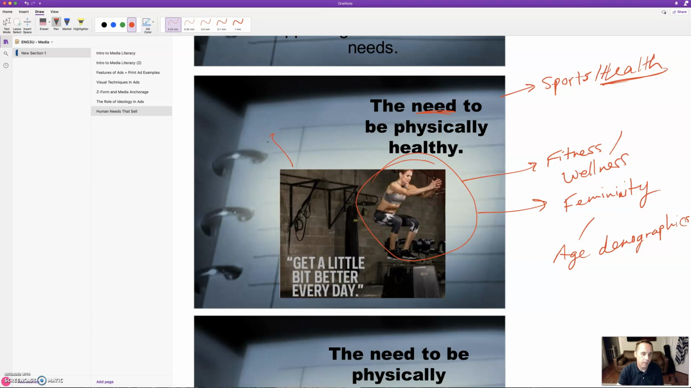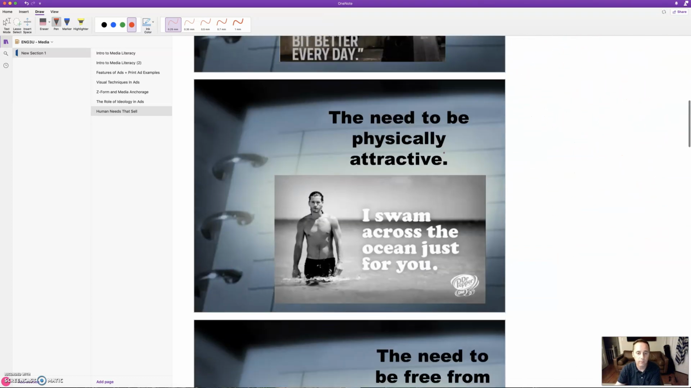And what might be the actual product? We don't know. It could be any of the gym wear, so it could be clothing. Maybe it's a gym membership, some kind of health club. So we're not too sure, but the need to be physically healthy is clearly in view.